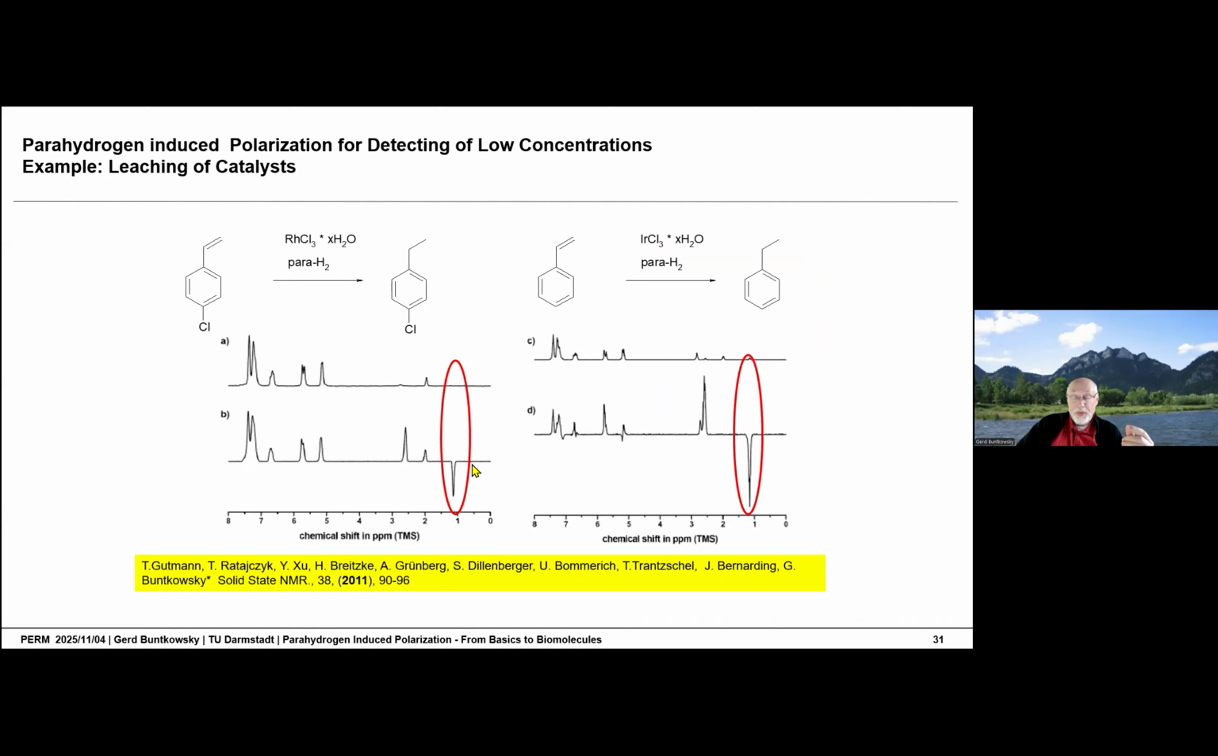You can also use this then without fancy catalysts. This was something which we found by chance, that you don't need complicated catalysts. It's sufficient to have just the metals in solution to get some kind of PHIP effects. In other words, you can use parahydrogen-induced polarization experiments for detecting leaching of catalysts.